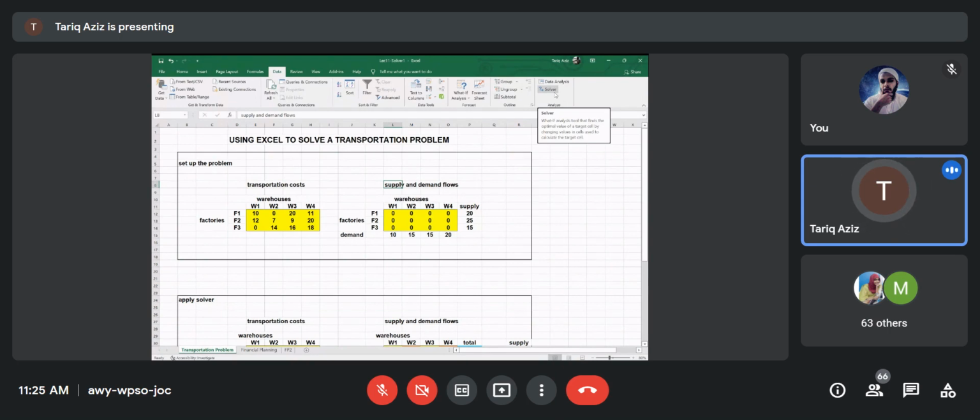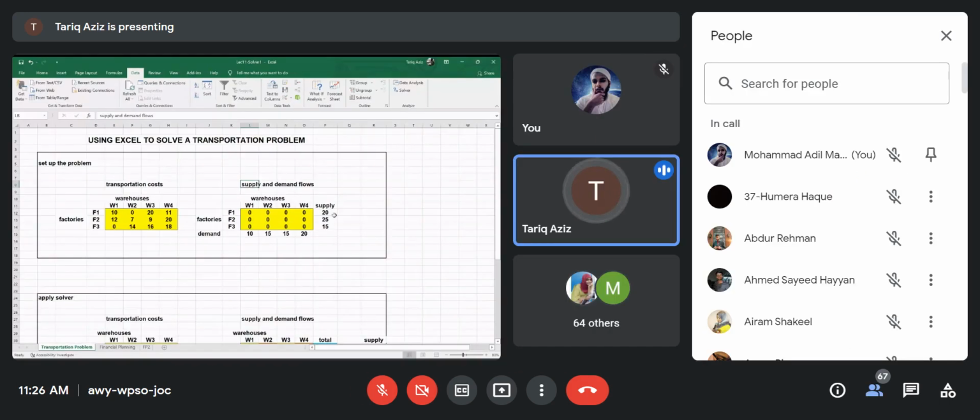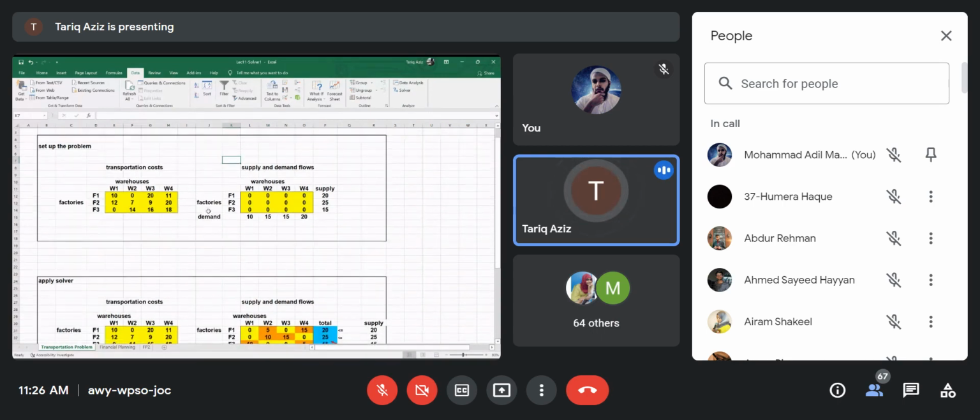But today I am going to show you how solver can be used for solving linear programming problems. One of the examples of a linear programming problem is the transportation problem. In the transportation problem, the problem is stated like this.